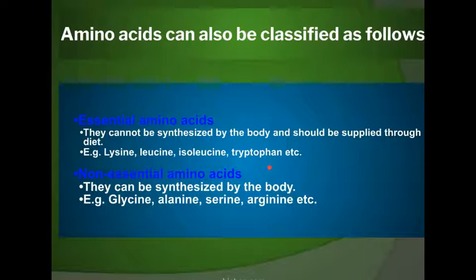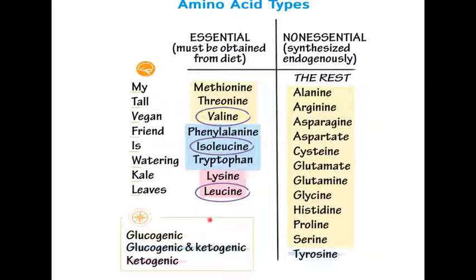Non-essential means your body can synthesize them. So these include glycine, alanine, serine, and arginine. So these are all the amino acids which are essential and non-essential. Essential means this must be taken from the diet because your body is not making them, right? And then we have all these which are non-essential. That means you don't need to take it from your diet because your body is already making them.